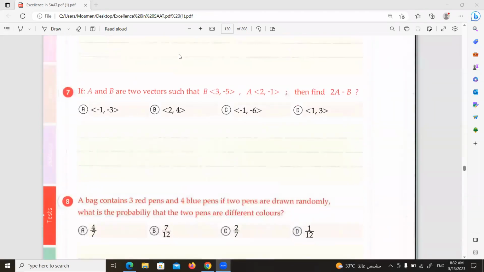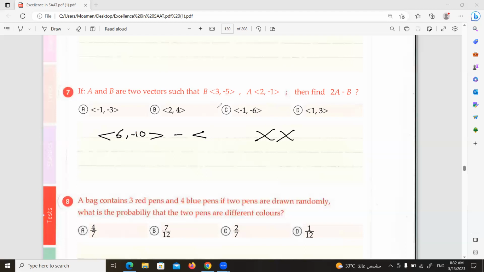We're going to number 7. If A and B are two vectors such that B equals (3, negative 5) and A equals (2, negative 1), then find 2A minus B. If you have a problem like this, it's like a gift. We get 2A, so multiply A by 2. So A is here (2, negative 1), so it becomes (4, negative 2). And then after that, minus B, write B as it is. Okay, a very common mistake. A very common mistake.